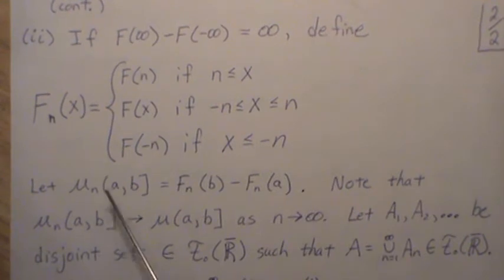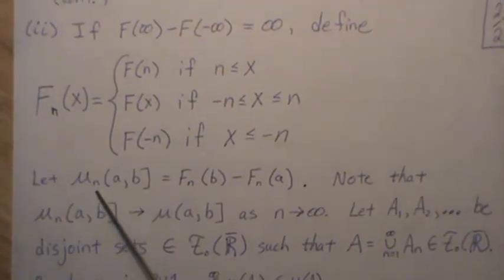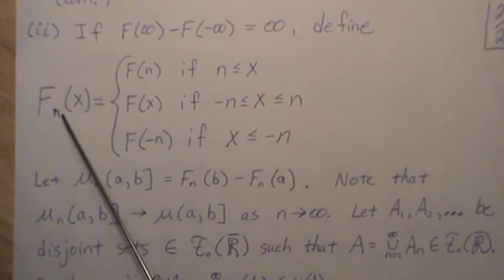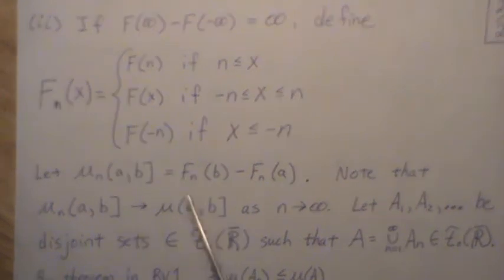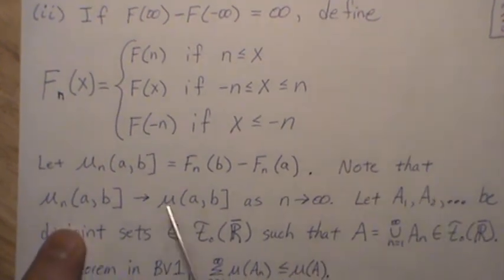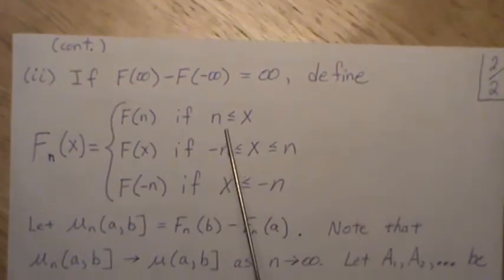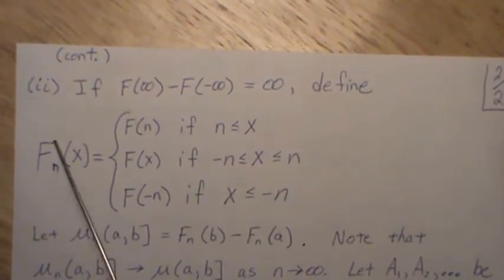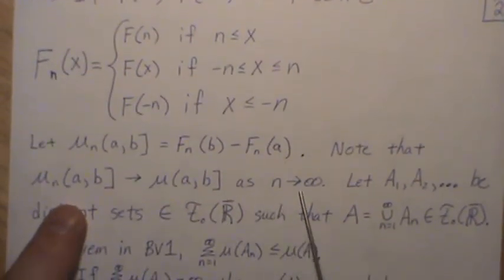Now the Lebesgue-Stieltjes measure, mu, we're going to subscript it with n, meaning we're dealing with this F_n of x. That's really the difference, the Lebesgue-Stieltjes measure. So it's F_n of b minus F_n of a. Now note that as n goes to infinity, F_n of x equals F of x. So in the limit, these are exactly the same.